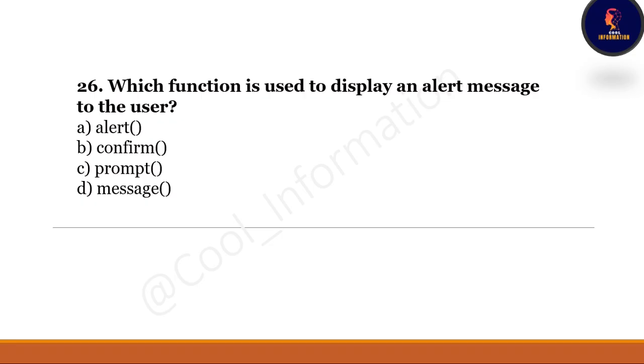Next question. Which function is used to display an alert message to a user? Option A alert function, option B confirm function, option C prompt function, last option is message function. Correct option is option number A. Alert function is used to display an alert message to the user.